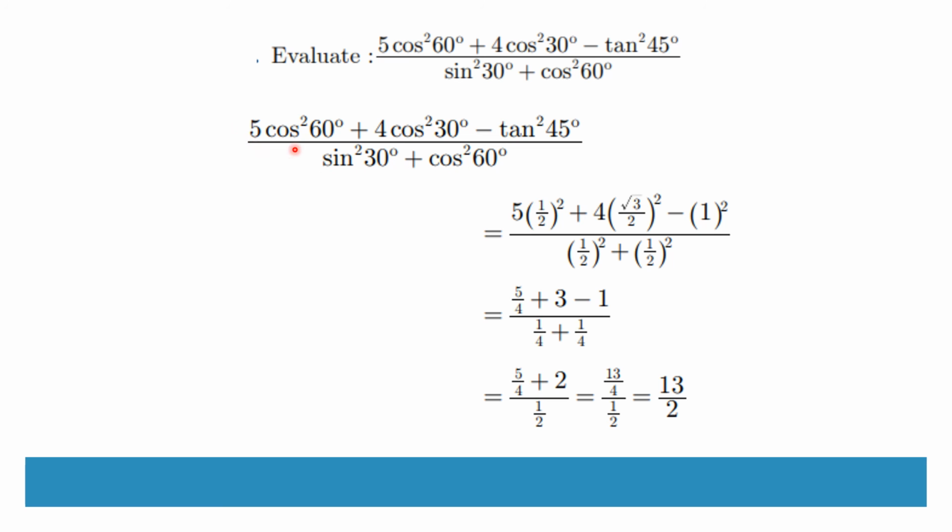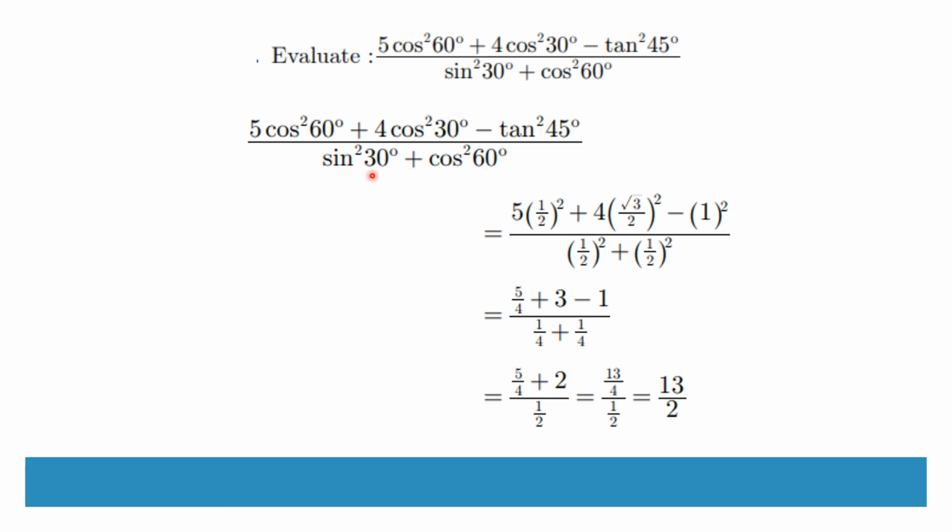We know that 5 cos square 60 degrees means cos 60 whole square, the square of cos 60. But cos 60 is 1 by 2. That's why 5 into 1 by 2 whole square, plus 4 cos square 30, which is nothing but the square of cos 30. Cos 30 is root 3 by 2. That's why 4 into root 3 by 2 whole square. Minus tan 45 is 1, that's why 1 square. Divided by sin 30, which is 1 by 2. But here we have sin square 30, that's why 1 by 2 whole square.